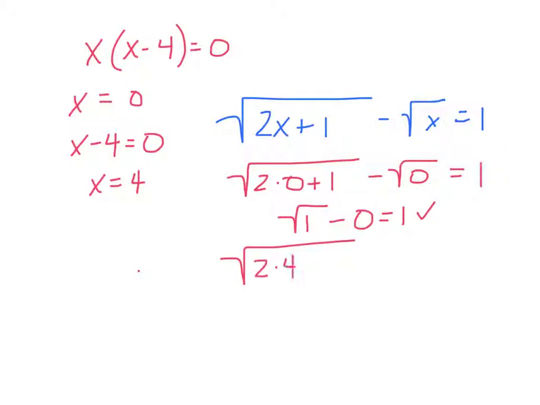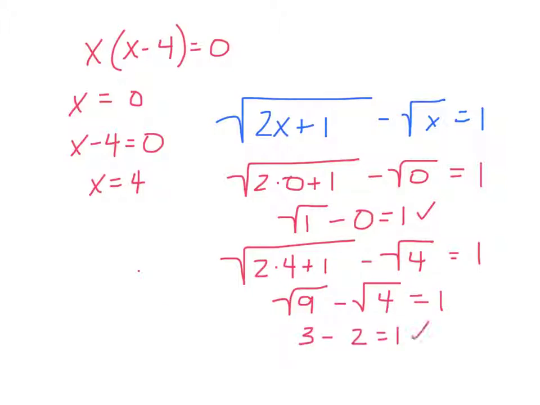Let's check the other one. 2 times 4 plus 1 minus the square root of 4, does that equal 1? So 8 plus 1, 9, square root of 9, minus the square root of 4, which is 3 minus 2, which equals 1. So we get two solutions for this problem, 0 and 4. Awesome. Let's do one real-world application, and then we will be done with this video.